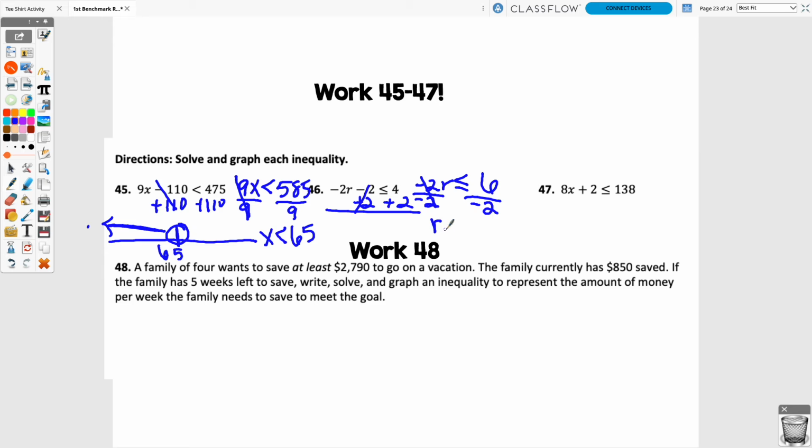Good. So it's going to be r is greater than or equal to. And then what do we get when we divide 6 by negative 2? Okay. So our solution should be r is greater than or equal to negative 3. And then if I have my number line, I know I need to show negative 3 on it. Ashton, does it need to be an open or a closed circle? Closed. And then which direction?